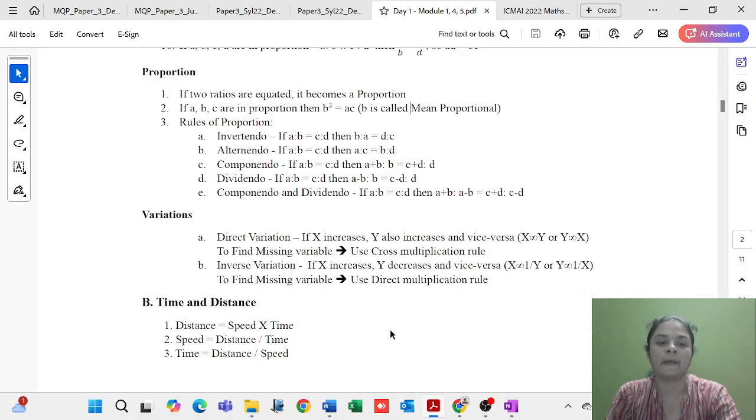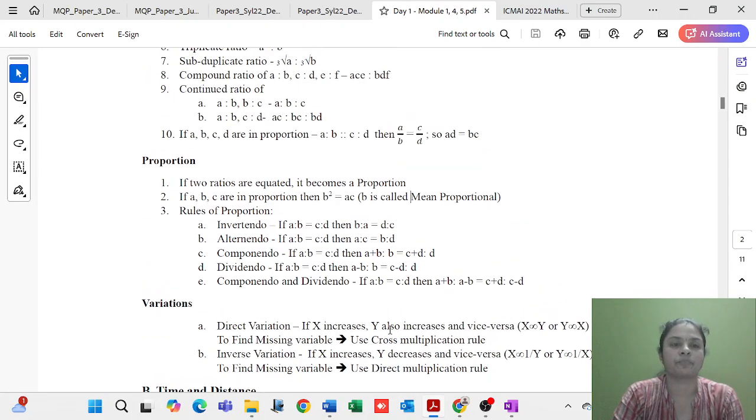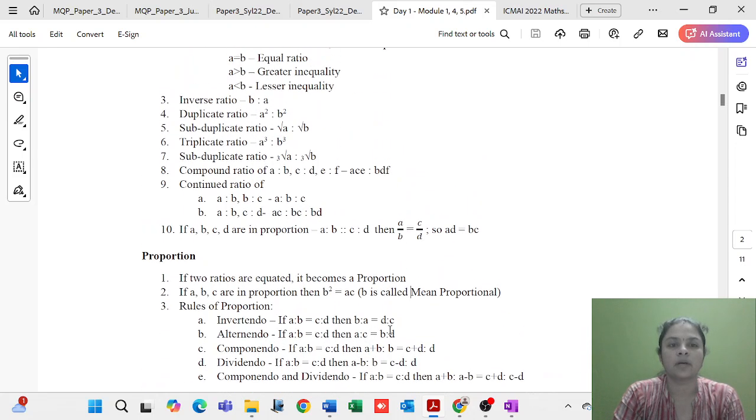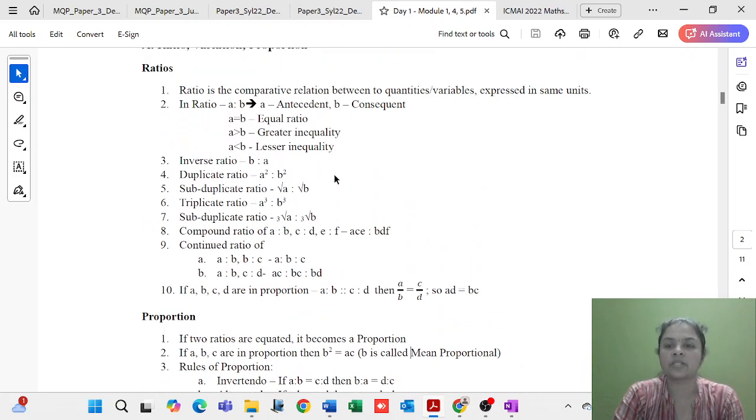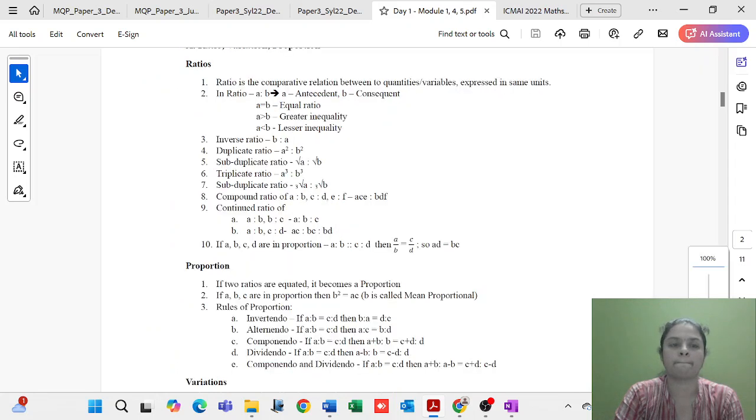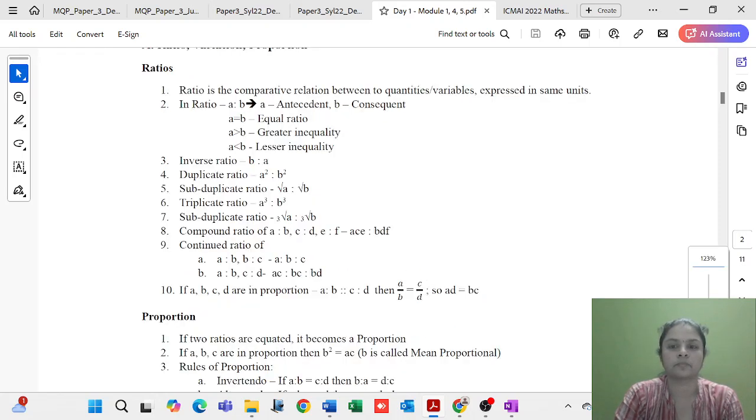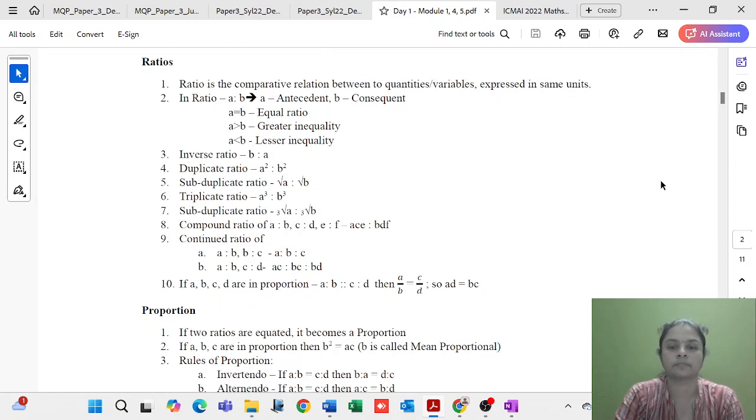Yes, ma'am. So, a quick recap. I am showing the screen. You can take down the points for your reference. If you want me to expand the screen, let me know. You can take down these points.